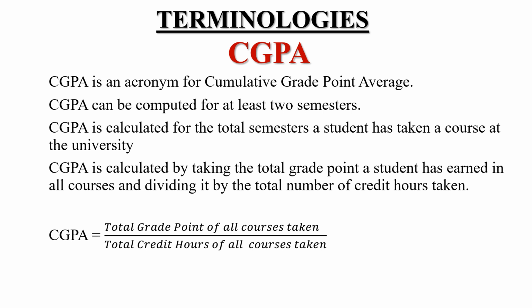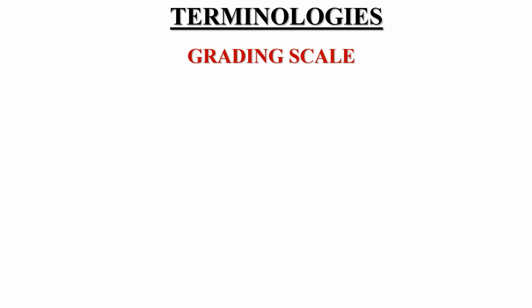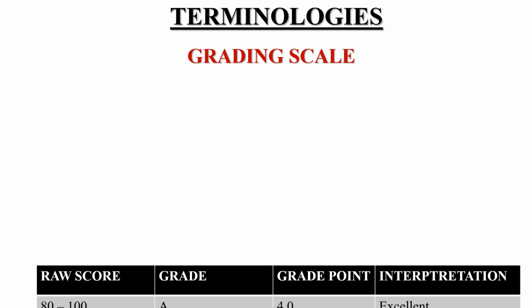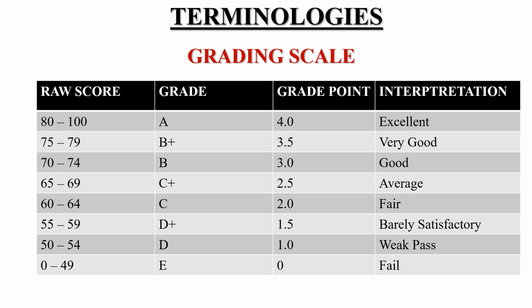And then in our next terminology, we have the grading scale. Now, since this video is recorded based on the 4.0 GPA criteria and has a raw score of 80 to 100, we classify a student who gets a raw score of 80 to 100 as A, and the grade point associated to that A is 4.0, and its interpretation is excellent. In the same way, when a student gets 75 to 79, the grade associated within this range is B+, and the student gets a grade point of 3.5, and we classify that student as a very good student.